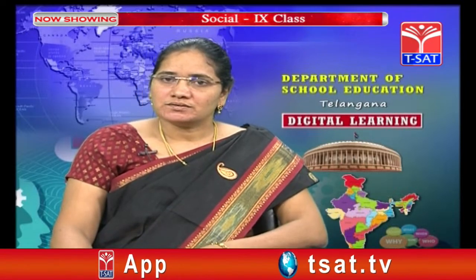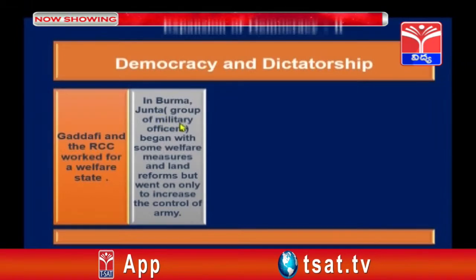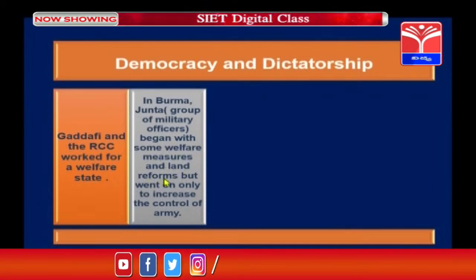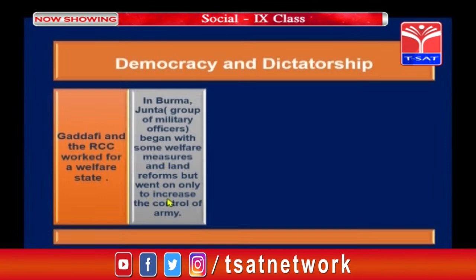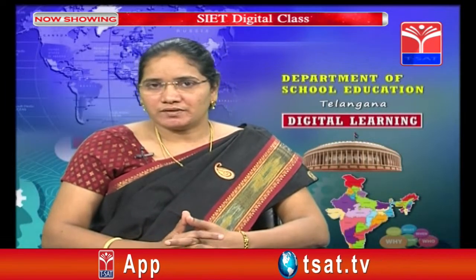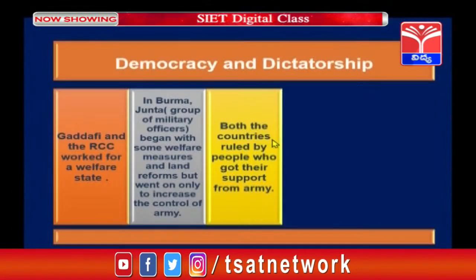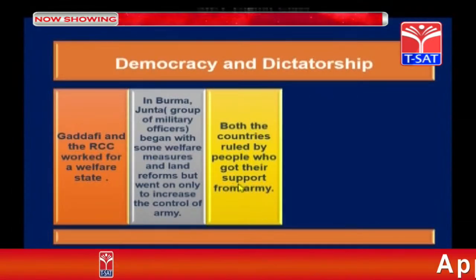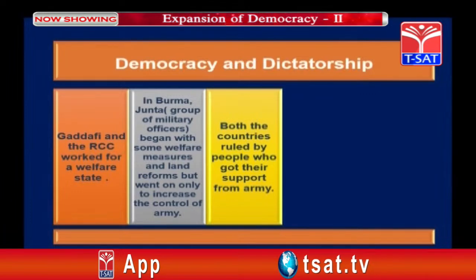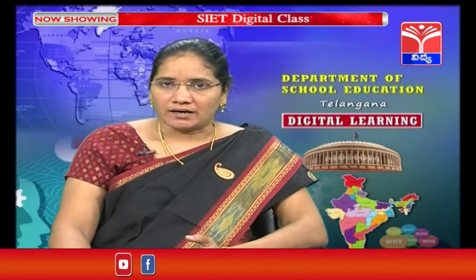Even in Burma, the junta, that means a group of military officers, began with some welfare measures and land reforms, but went on only to increase the control of the army. Like in Libya, Burma also did many welfare measures, but later they mainly concentrated on increasing their army. So, both these countries were ruled by people who got their support from the army. So, this is a similarity between the two countries. Both countries were ruled by army people.